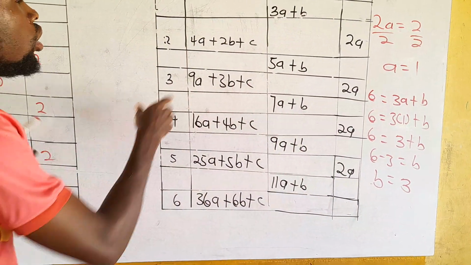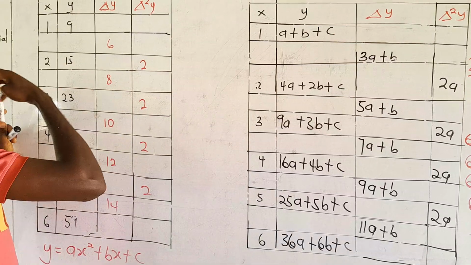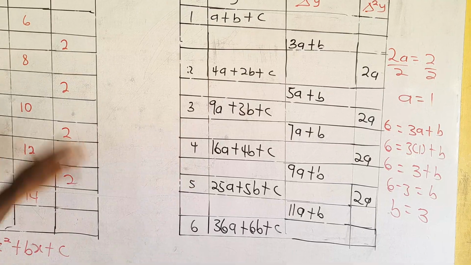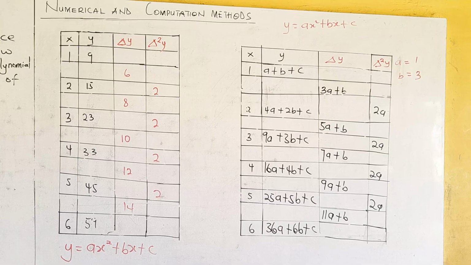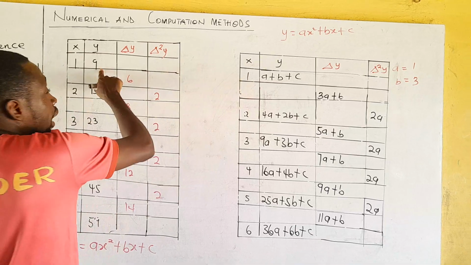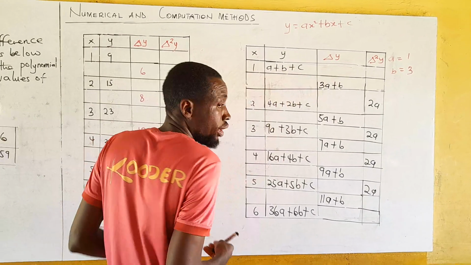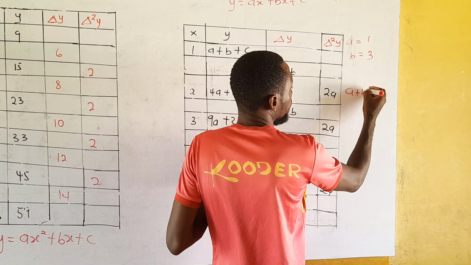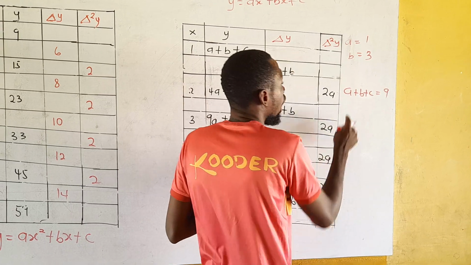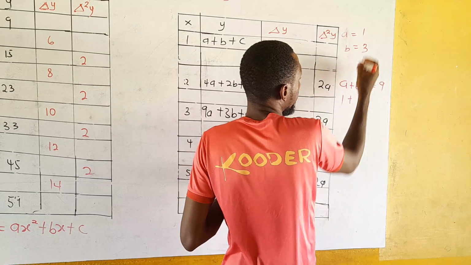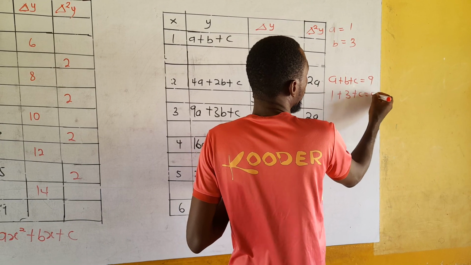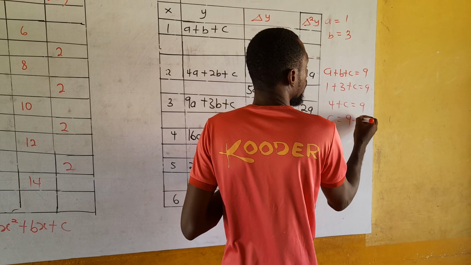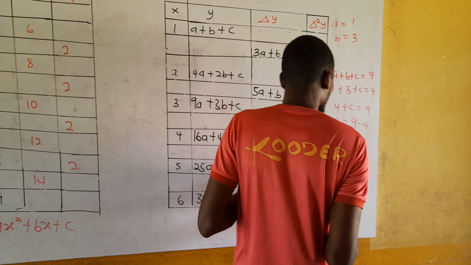Now how do we find c? We'll pick any of these again. You realize that 9 is equal to a plus b plus c. So we equate that to find the value of c. So, as I said, you can say a plus b plus c is equal to 9. Our a is 1, so we substitute. Our b is 3, we substitute. Then plus c is equal to 9. 1 plus 3 is 4, plus c equal to 9. Our c is equal to 9 minus 4, and c is 5.